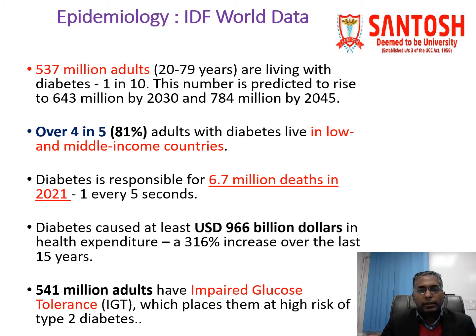Diabetes caused at least US dollar $966 billion in health expenditure. That is a huge amount of expenditure that occurs when the patient is having diabetes, and the expenses occur due to the management of diabetes and related complications and hospitalization. 541 million adults have impaired glucose tolerance, which places them at high risk of type 2 diabetes.